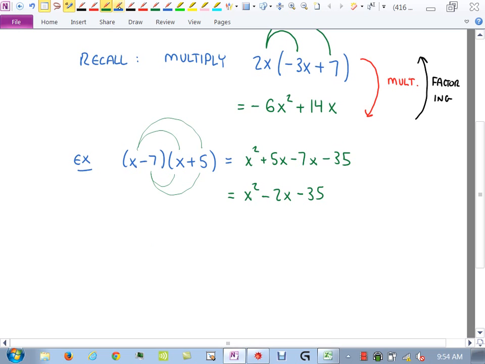Okay, so going from, again, here to here would be multiplication. Going backwards would be our factoring.